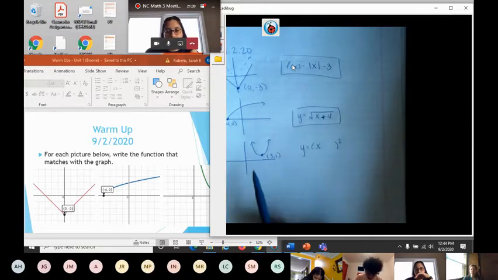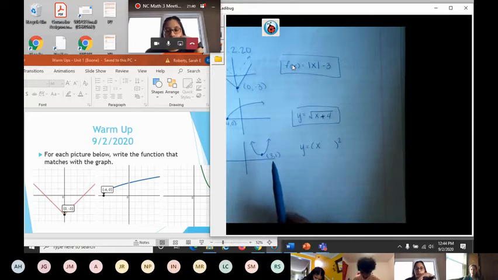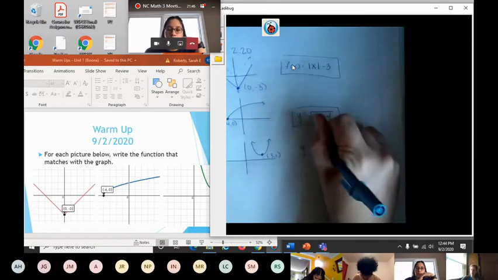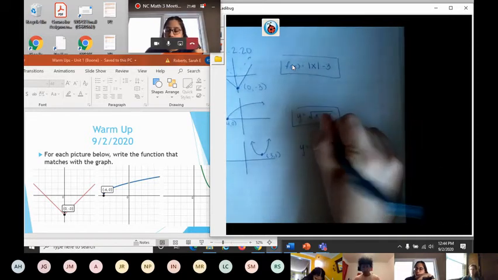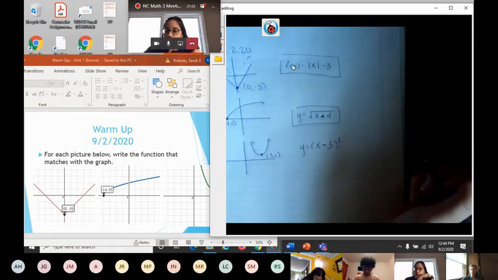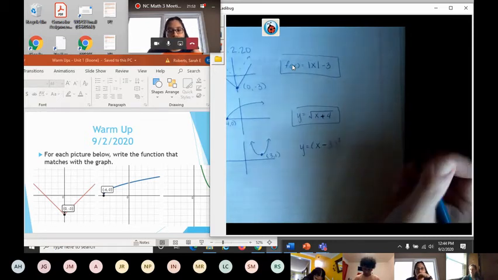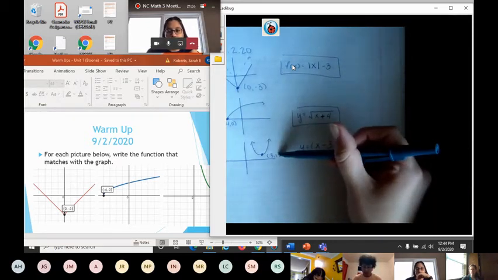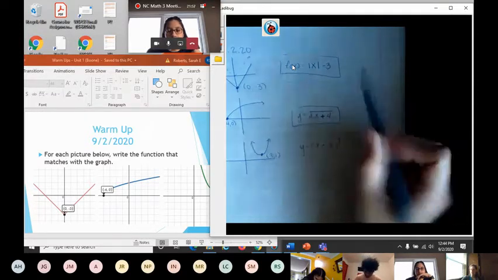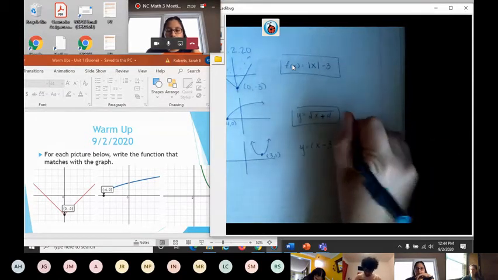Did it shift left, right, up, or down? Right. Yeah, it shifted right. And so when we shift right, we use the opposite sign. So we're going to use a negative and then a 3 because it shifted 3 units to the right. And then how many units did it shift up or down? 1. Yeah, and it's 1 up, so we add 1.